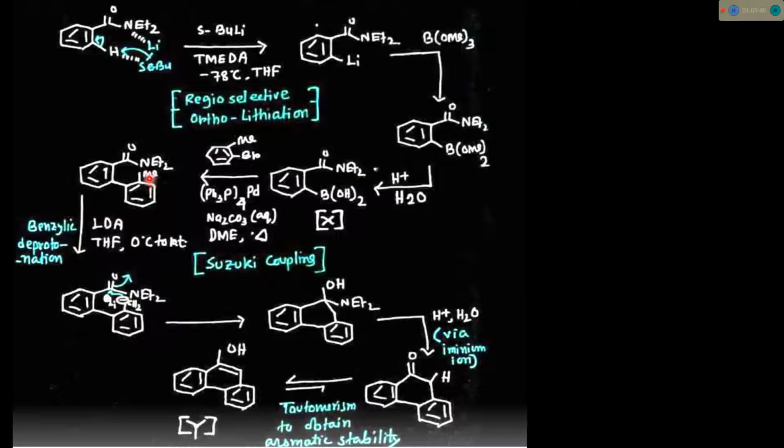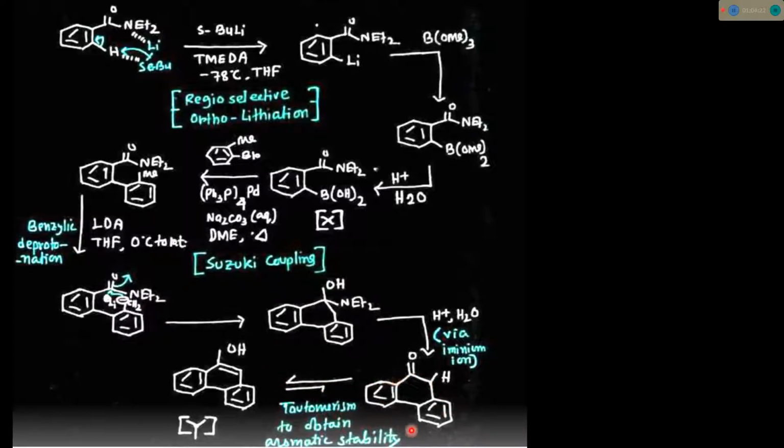So LDA abstracts a hydrogen from this methyl, which is a benzylic position. So benzylic deprotonation will occur and this CH2 minus will attack the amide carbonyl carbon, and this tetrahedral intermediate will form. Now if we hydrolyze this moiety, then via iminium ion formation, via H plus we first protonate this OH, then the lone pair on nitrogen pushes and OH2 plus leaves as water, then the iminium ion is formed. In the presence of water, that iminium ion is hydrolyzed to form a carbonyl compound.